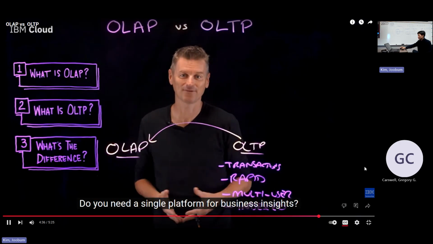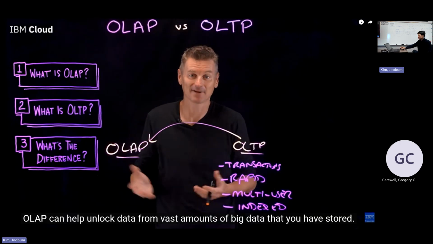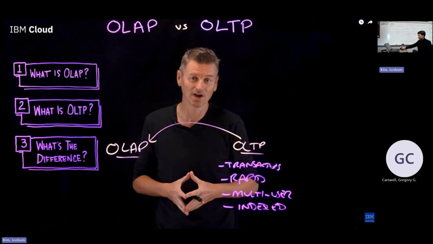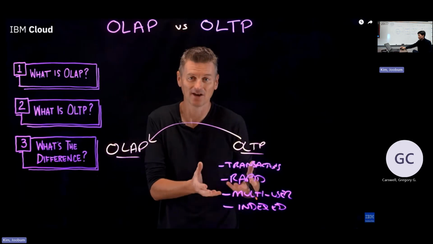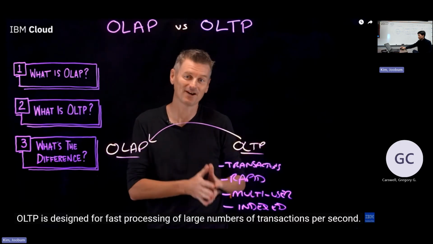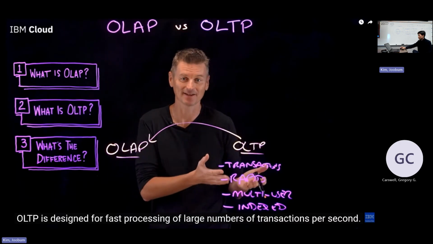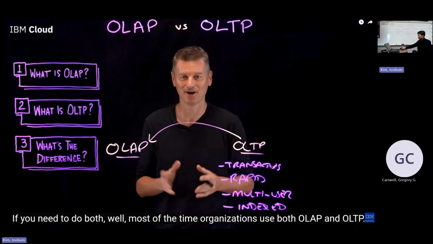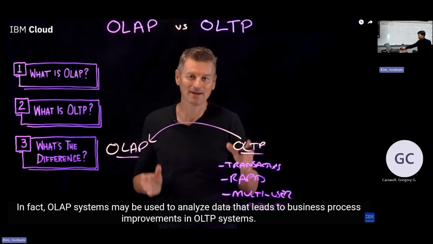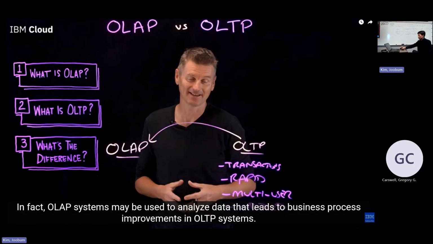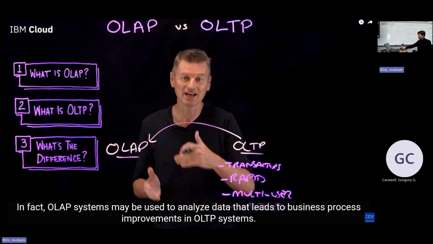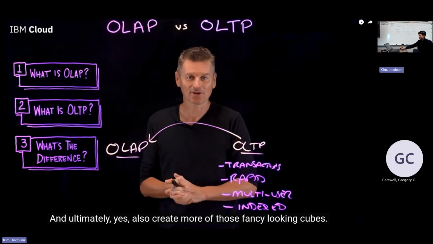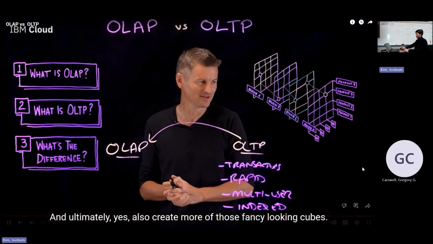Choosing the right system for your situation depends upon your objectives. Do you need a single platform for business insights? OLAP can help unlock data from vast amounts of big data that you have stored. Or do you need to manage daily transactions? OLTP is designed for fast processing of large numbers of transactions per second. If you need to do both, well, most of the time organizations use both OLAP and OLTP. In fact, OLAP systems may be used to analyze data that leads to business process improvement in OLTP systems. And ultimately, yes, also create more of those fancy looking cubes.